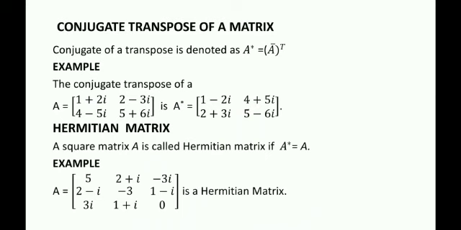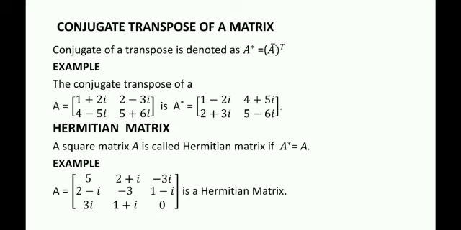In transpose of a matrix, we change rows by columns. That means rows become columns and columns become rows. So to find out A star in this example, first of all, we will find out conjugate of matrix A. That will be 1 minus 2 iota, 2 plus 3 iota, 4 plus 5 iota and 5 minus 6 iota. After that, we will transpose that matrix and we will get A star. Therefore, A star will be 1 minus 2 iota, 4 plus 5 iota, 2 plus 3 iota, 5 minus 6 iota.